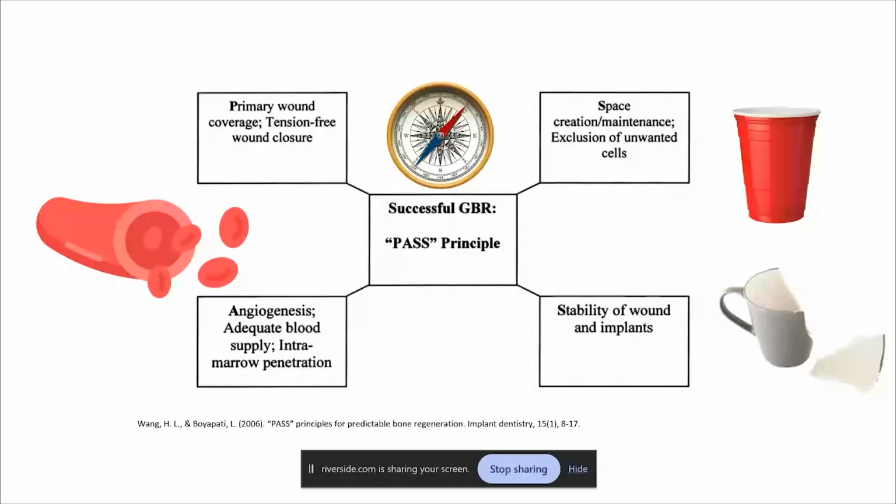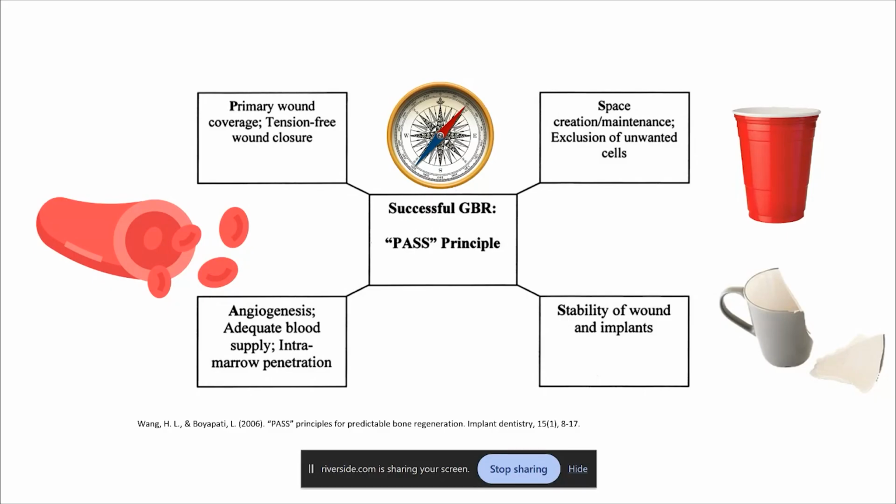So, the PASS principles, in regards to bone grafting, or honestly any tissue grafting, period. According to this article, I'm going to bring it up and share it. I'll describe it verbally, but you may also see the slides on your phone, tablet, or computer. There we go. Okay, so the PASS principles: P stands for primary wound coverage, or tension-free wound closure.